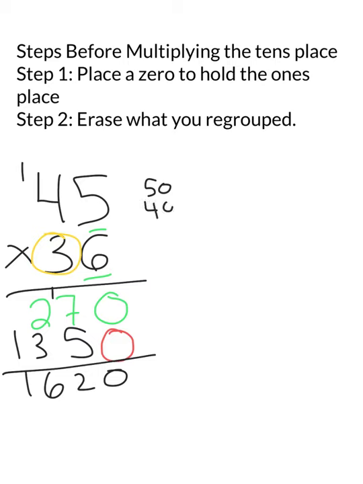If we're going to round to see if our answer is reasonable, 45 rounds to 50, 36 rounds to 40, and 40 times 50 is 2,000. 1,620 is close to 2,000.